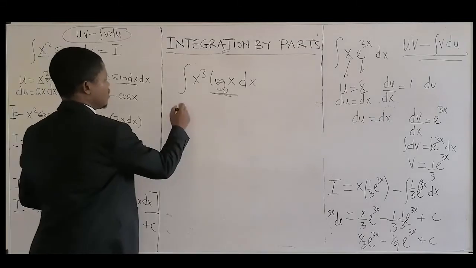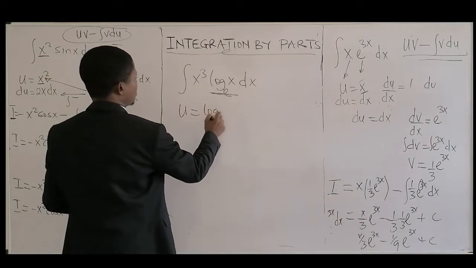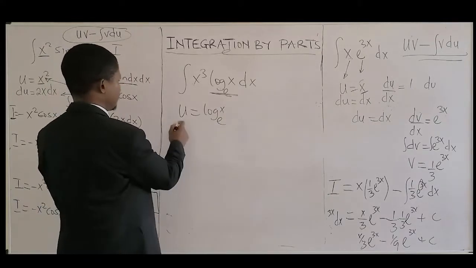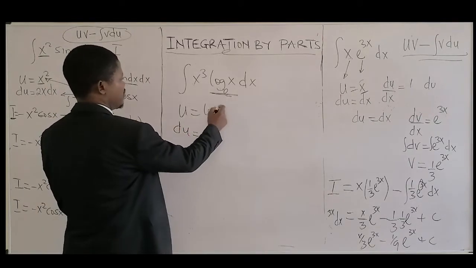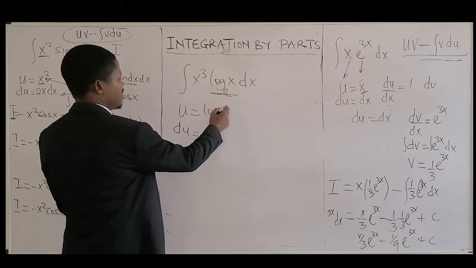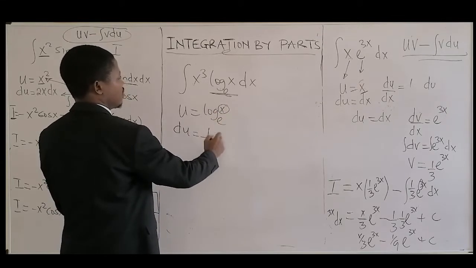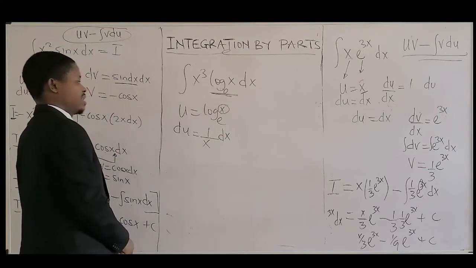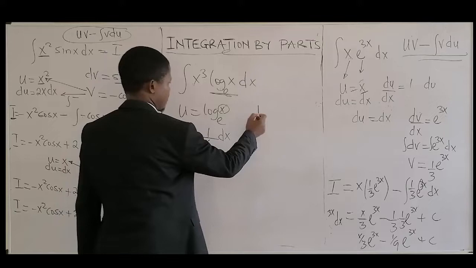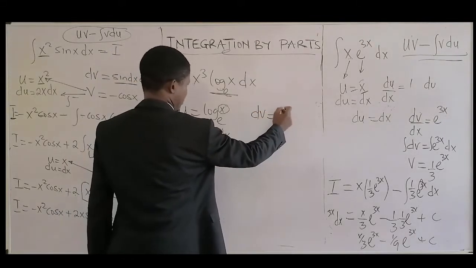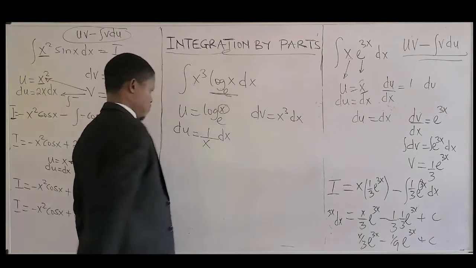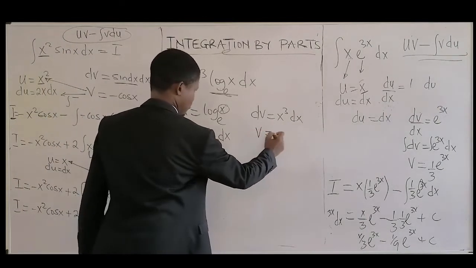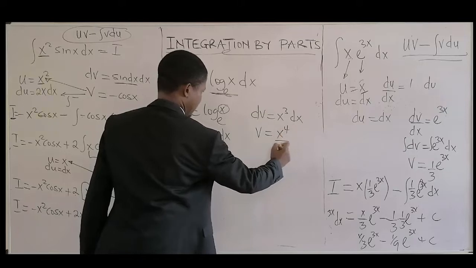So my u now is log x base e. That's my u. Then I can get my du, which is equal to what? If you differentiate logarithm to base e, it will be the derivative of this, which is 1 over the function itself, dx. So that's my du dx. Then I can get my dv. My dv is x cubed dx. Then you can integrate both sides, then you can have v equal to x to the power 4 over 4.